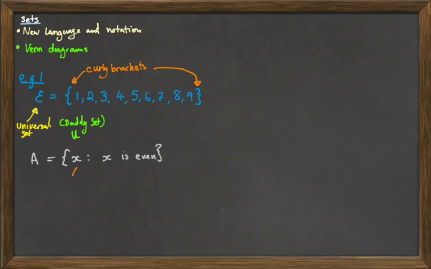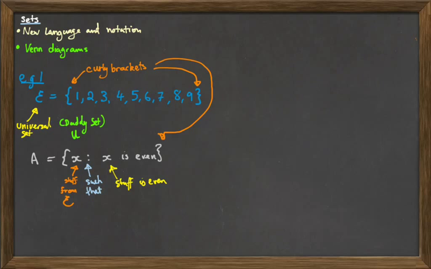Okay, so what does x mean? x is just stuff or items. Items from the universal set. So take items from the universal set such that these items, or this stuff, is even. Okay? Notice how we still have the curly brackets as well. So this set A is things from the universal set such that the things are even.